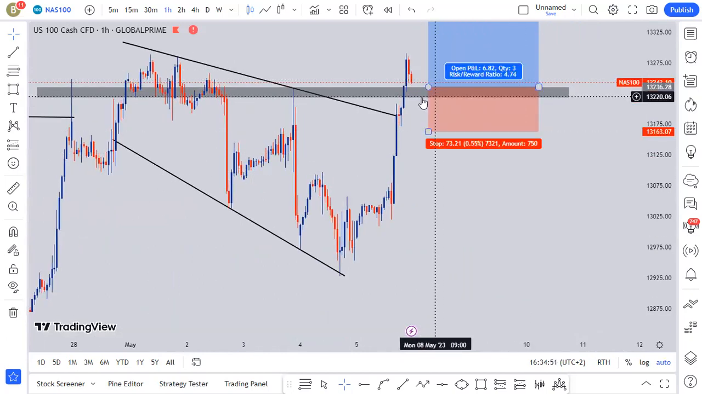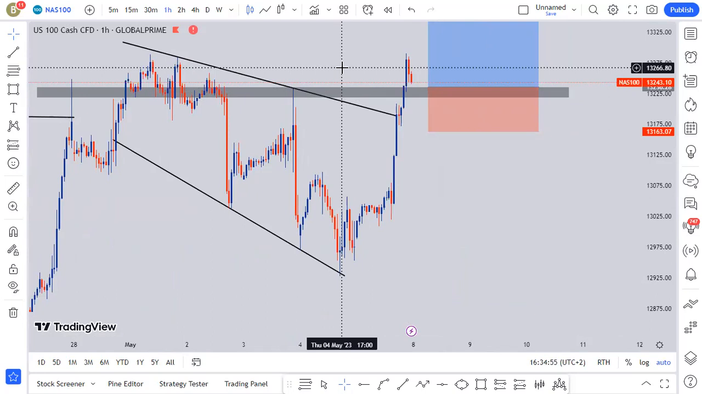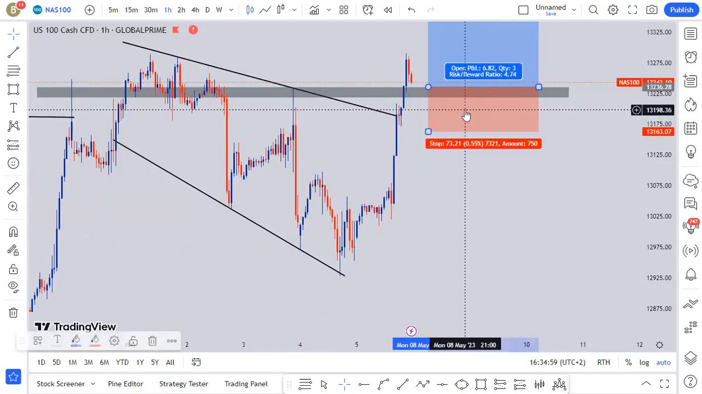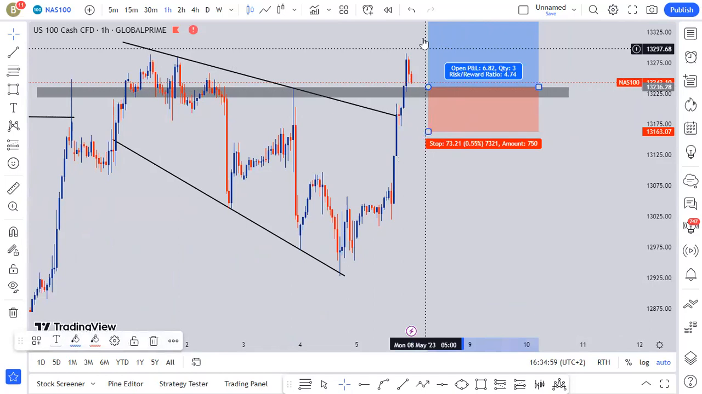So this is what I will be looking at in the market. I will be looking for rejections on this level, a good solid rejection. If I don't get a good rejection in candlestick patterns, I will go down to this level right here and wait for it to retest.